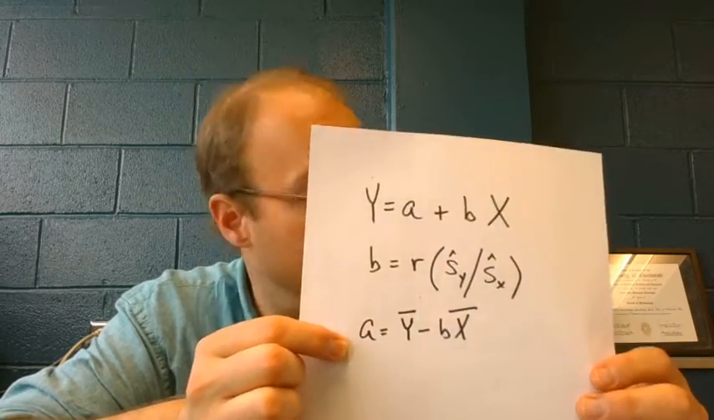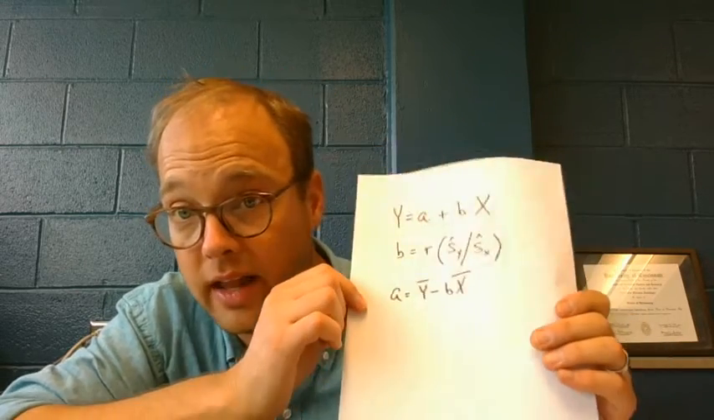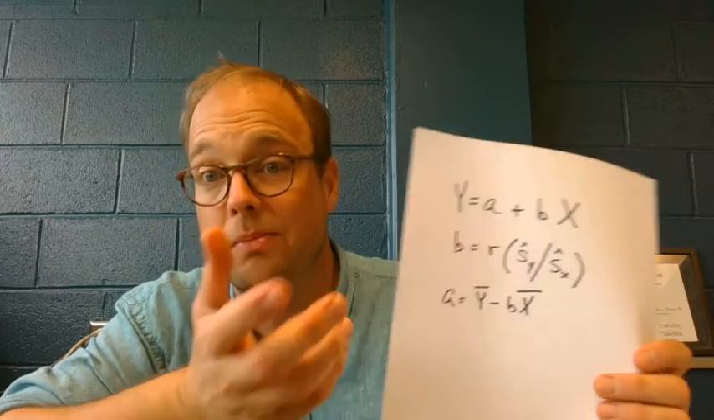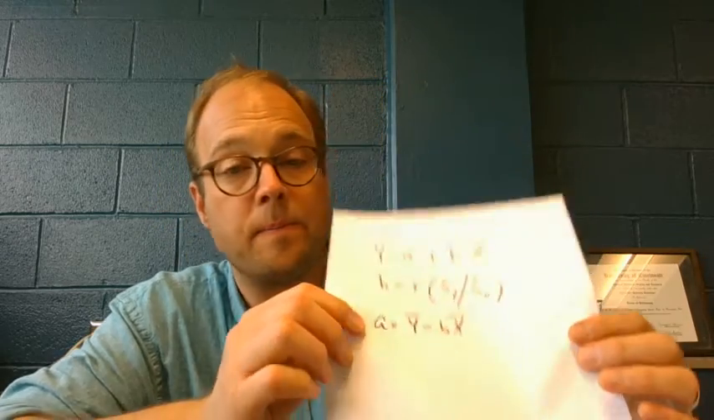Once you have b, then you can... Roxy, our class mascot, is here and she's making noise. Maybe she'll make an appearance soon. I don't know. Roxy, knock it off.